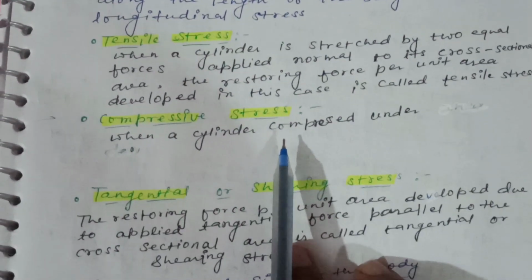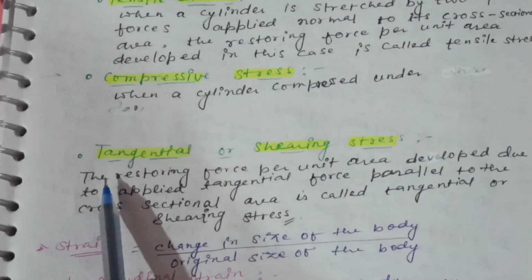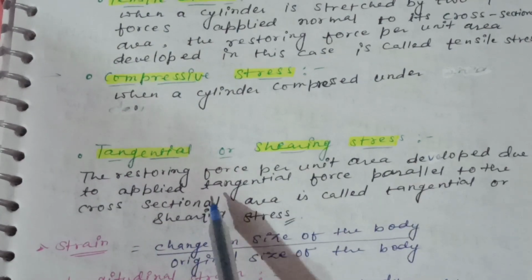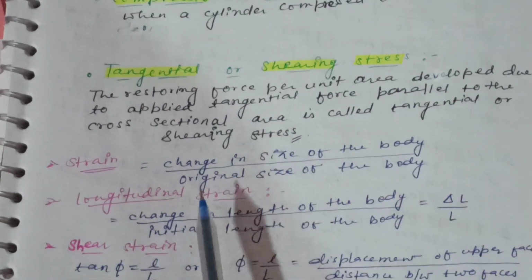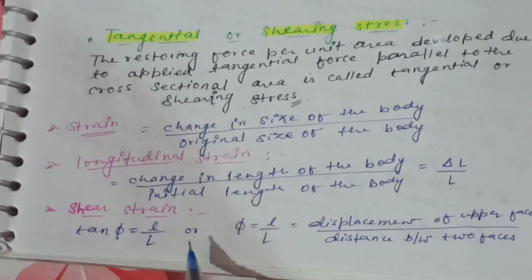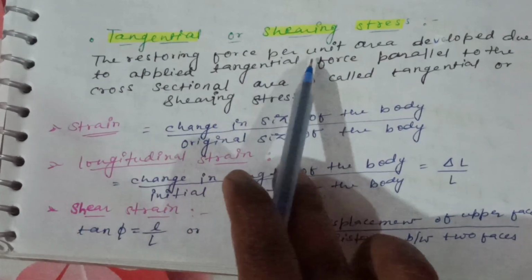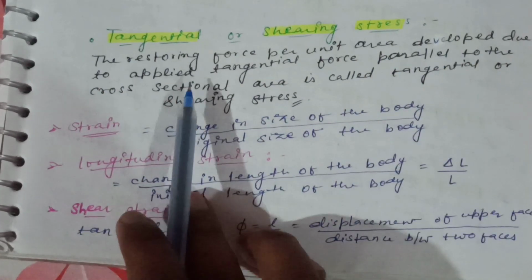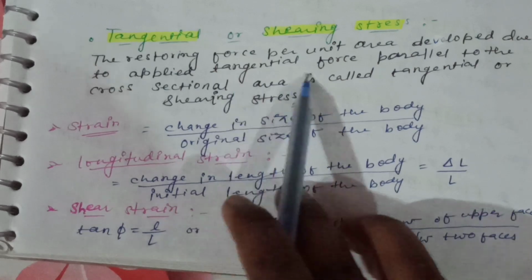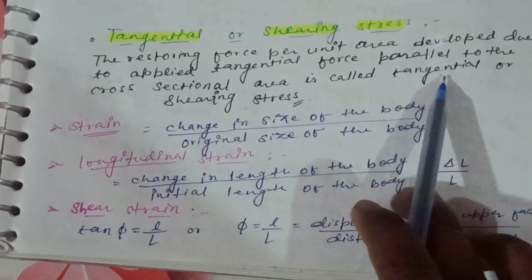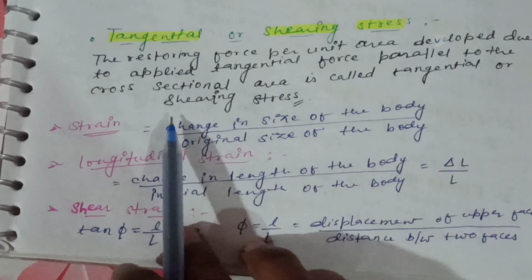Compressive stress. Tangential or shearing stress. The restoring force per unit area developed due to applied tangential force parallel to the cross-sectional area is called tangential or shearing stress.